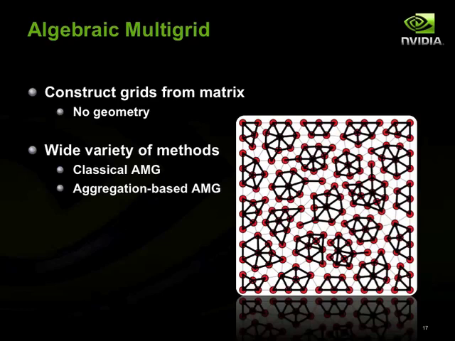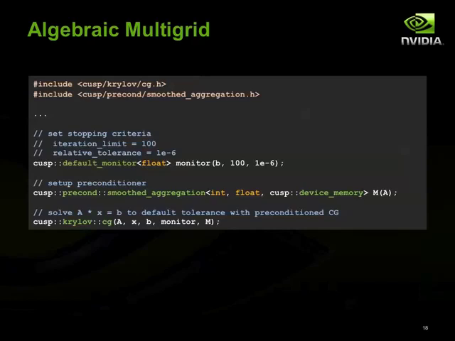But what's very appealing about this is that you can apply it to potentially lots of different problems, because it only relies on looking at the structure of the matrix. You can't apply it to general problems, there are certain limitations, so this is applied only to certain classes of matrices, but for those it can be quite effective. And the way we use this in CUSP, we have this smooth aggregation preconditioner. You pass it a matrix, then you feed it into your CG, just like we did with the diagonal preconditioner.